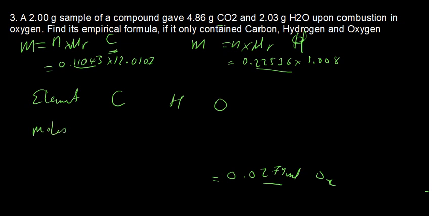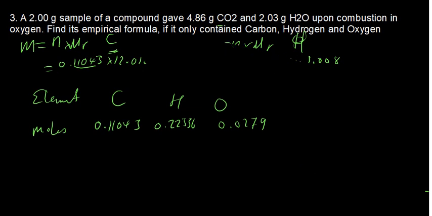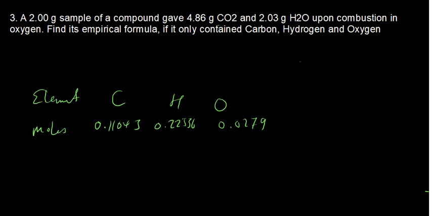Our carbon, the moles is 0.11043. Our hydrogen, the moles is 0.22536. Our oxygen, the moles is 0.0279. From all these moles, which one is the smallest? Oxygen is the smallest, so we are going to divide by 0.0279 to determine the mole ratio.